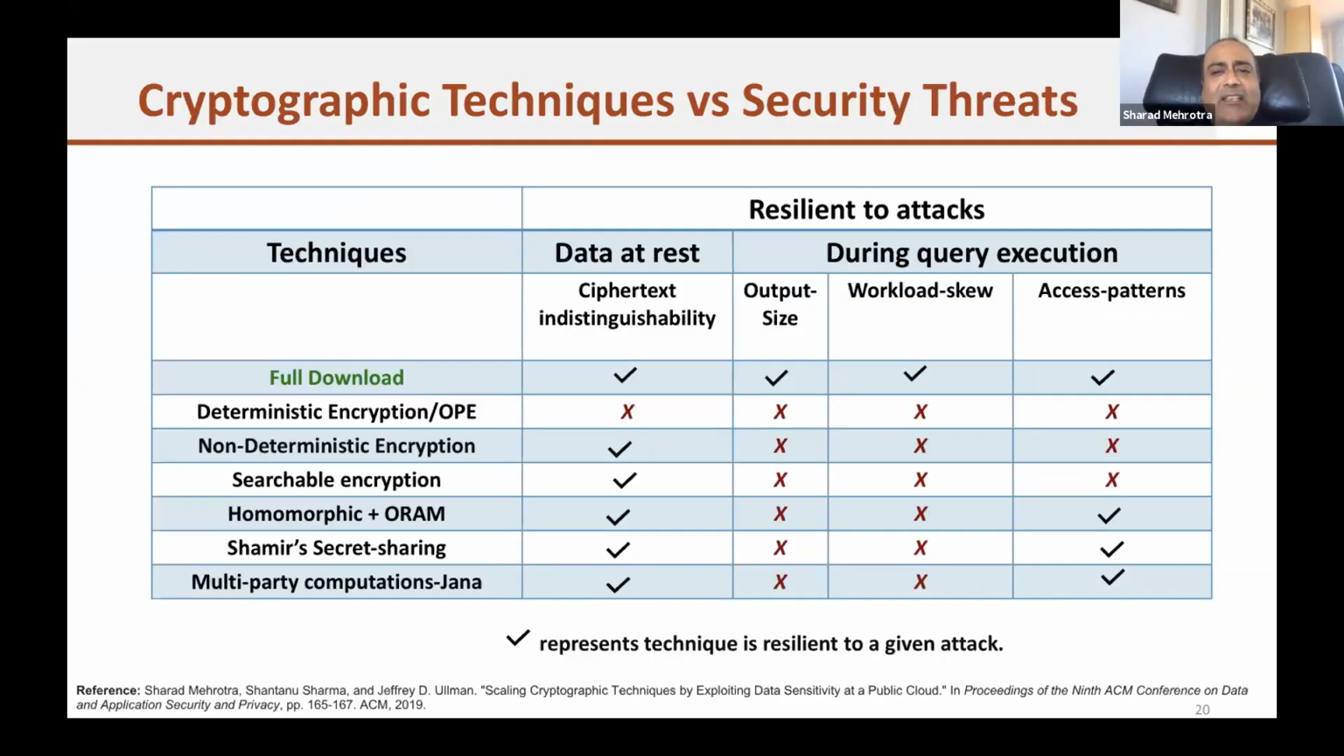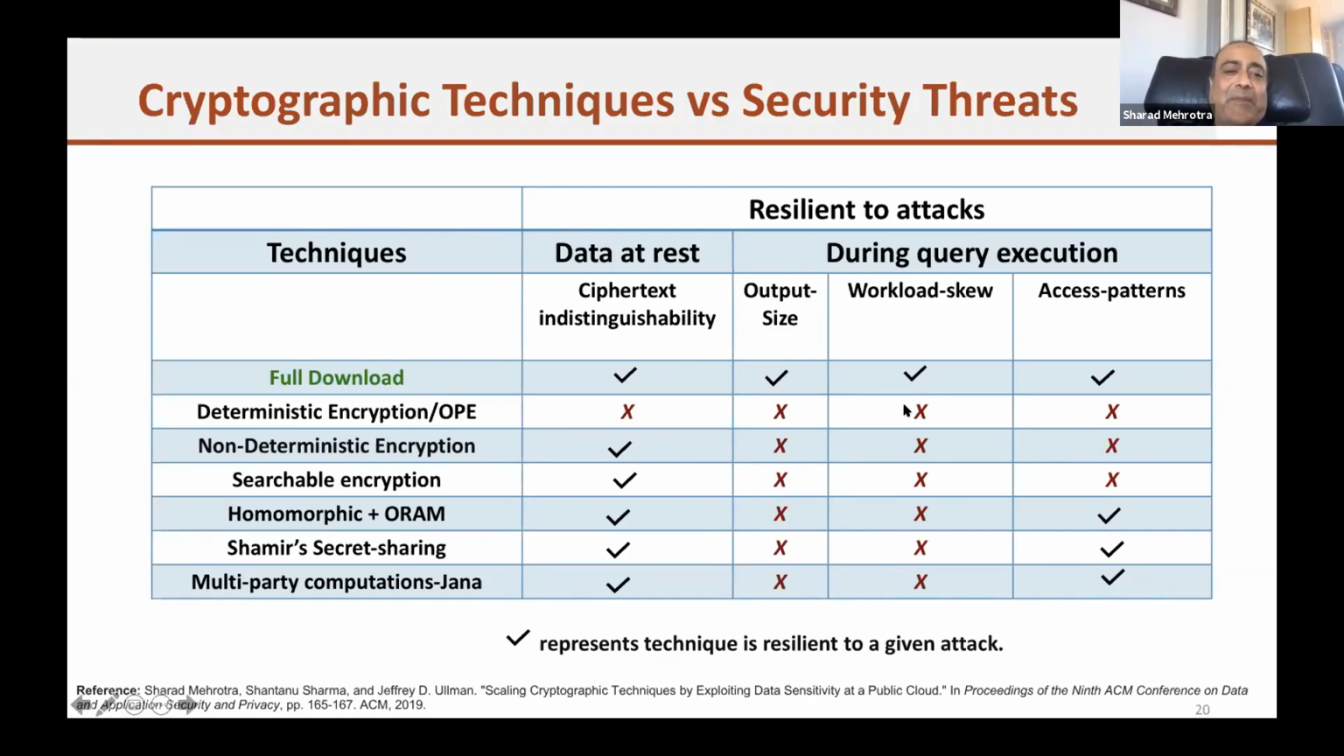So here's a comparison of security threats to different cryptographic techniques. We talked a little bit about this. Full download is the gold standard as far as security is concerned. It's supposed to be the bad strategy, obviously, because you're just using the cloud for storage and not for any other purpose. This will be secure against data at rest, ciphertext attacks, output attacks, workload skew, access patterns, and so on.